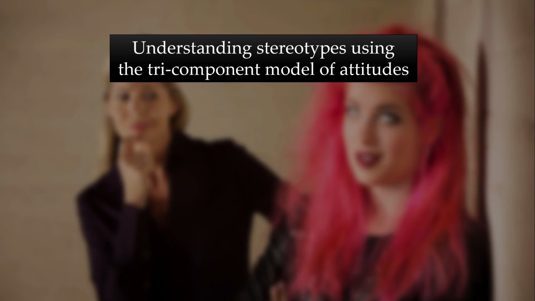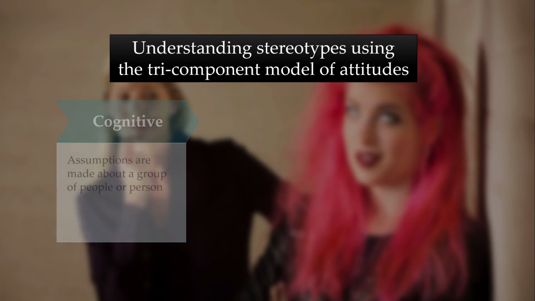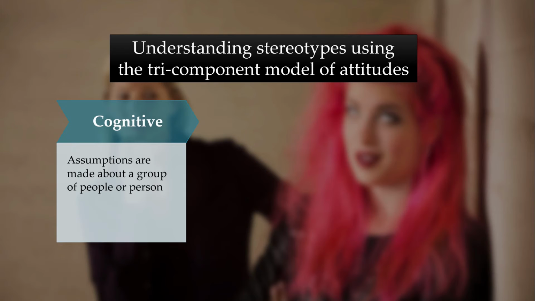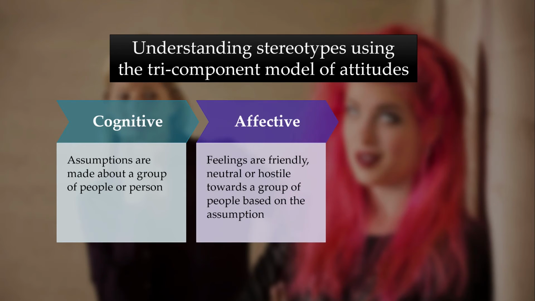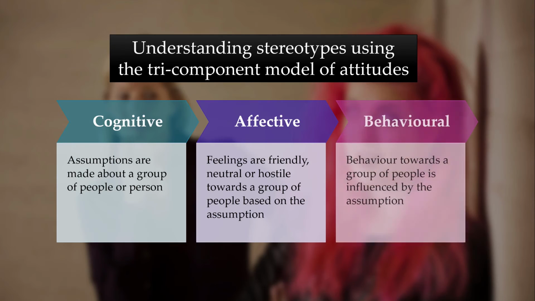So, what does this have to do with stereotypes? Well, as an attitude, they involve all 3 components, don't they? We'll go in a different order this time, but it might start with the way you've mentally categorized a group of people, making assumptions about them. That's the cognitive part. Your feelings towards that group will then be friendly, or neutral, or even hostile, based on that assumption. And finally, that's all going to affect the way you behave towards them.